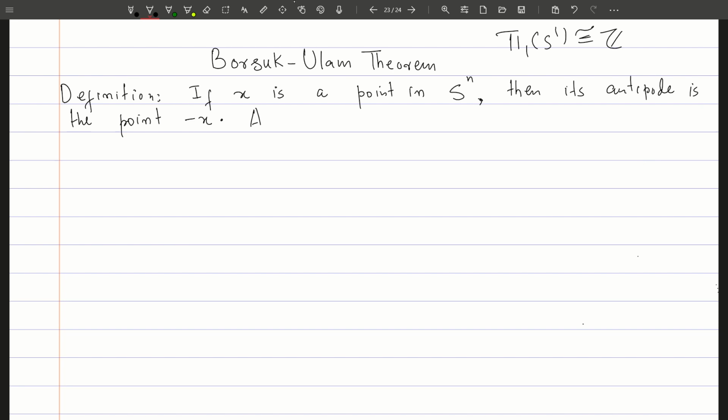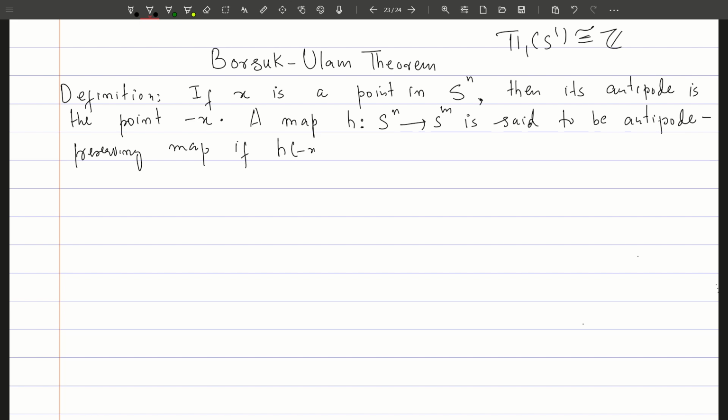Now, a map h from Sn to Sm is said to be an antipode preserving map if it maps the antipodal points to antipodal points, that is, if h of minus x is the same as minus h of x.